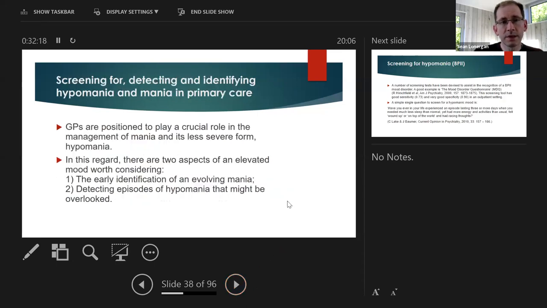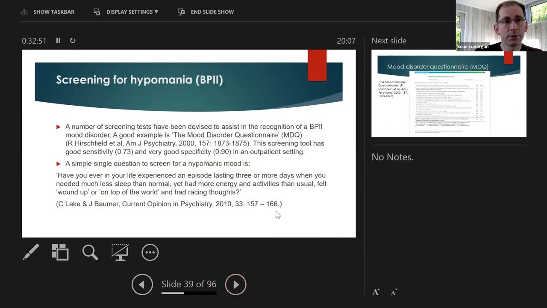So how do you screen for, detect, and identify hypomania in particular? Mania would likely stand out quite clearly, but hypomania less so. GPs are positioned to play a crucial role in the management of mania and its less severe form, hypomania. In this regard, there are two aspects of an elevated mood worth considering: the early identification of an evolving mania right now, and detecting episodes of hypomania historically that might have been overlooked. And that's more likely what you will find yourself catching, if you start looking for it.